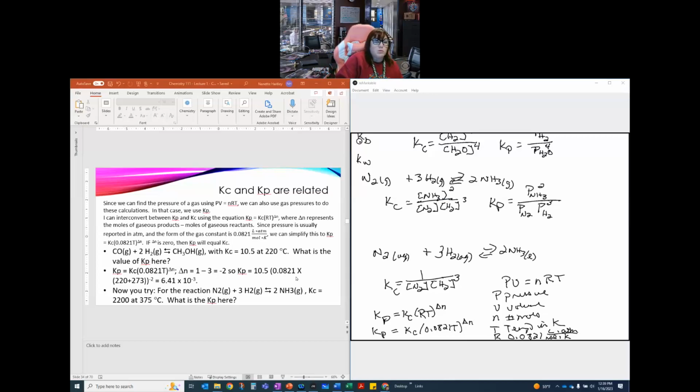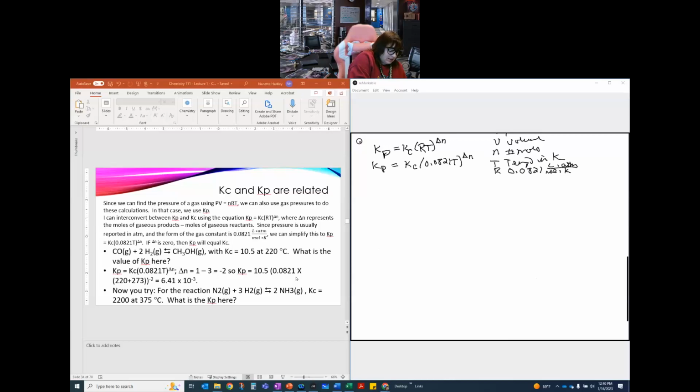Now, let's get us a little bit more paper. We're dealing with an equation that says CO gas plus 2H2 gas goes to CH3OH, and that's a gas. We're given a Kc value for this, 10.5 at 220 degrees C. And we want to know what is the value of Kp. They asked us to calculate Kp. Kp equals what? So I know that in order to use that temperature, I need to take the 220 and add 273 to it to be able to use it.